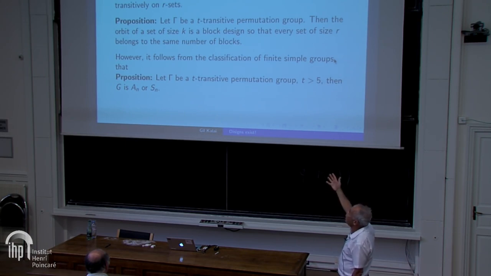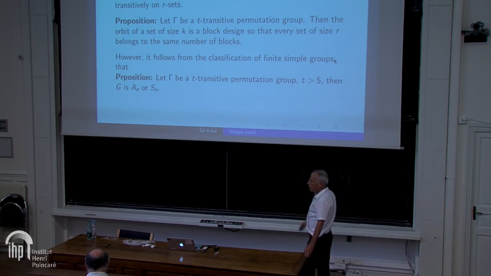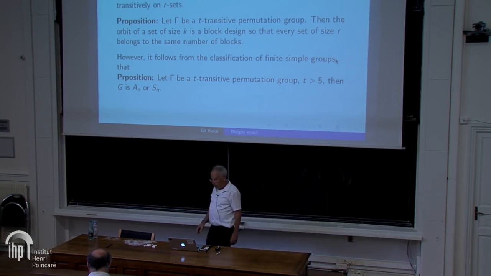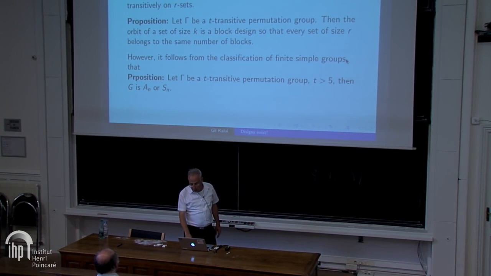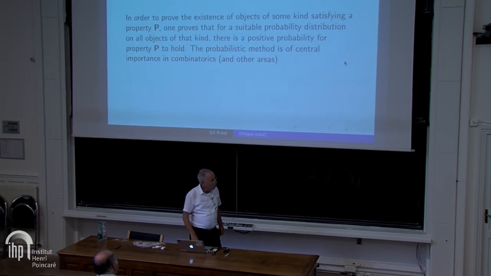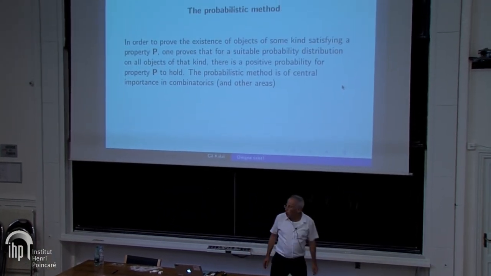So we do get interesting designs from highly transitive groups, and we'll come back to the connection later, but this is limited to the parameter 5. We cannot get anything, at least not directly, below 5. It's still interesting if there is some more sophisticated way to get designs from groups for some other parameters. Okay, now we move to the probabilistic method.